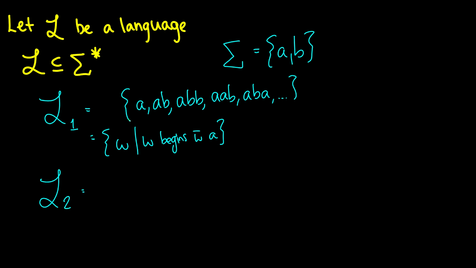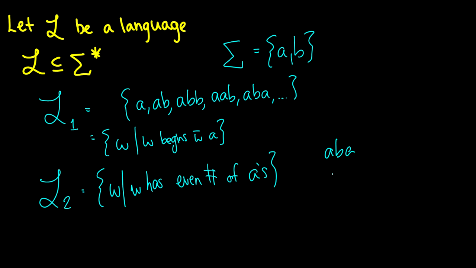Or the second language here, where what if we want it so that words have to have an even number of A's? So we say W such that W has an even number of A's. So acceptable words in the language would be like ABBA, or A, or even just B, because it does have an even number of A's, it's 0. So we can construct these languages to accept basically whatever we want.